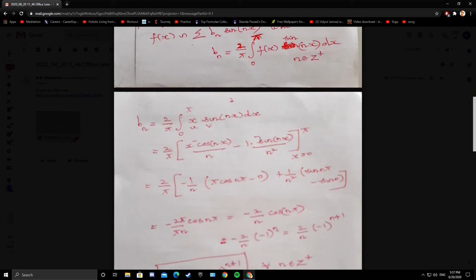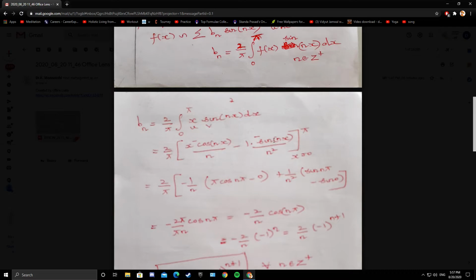Now whenever you have a sine function, sine of n pi, you check for the upper and lower limit. In most of the problems, sine n pi equals 0 and sine 0 is 0 will be applied.